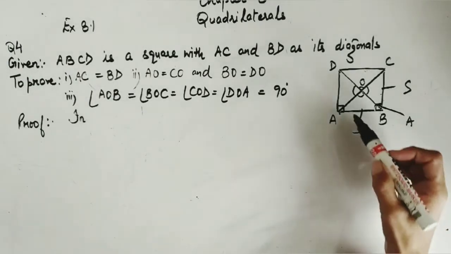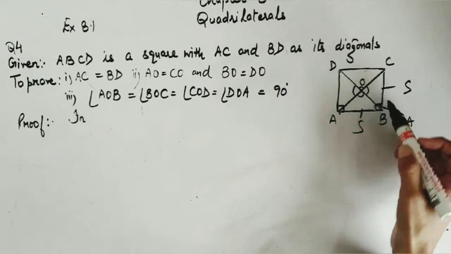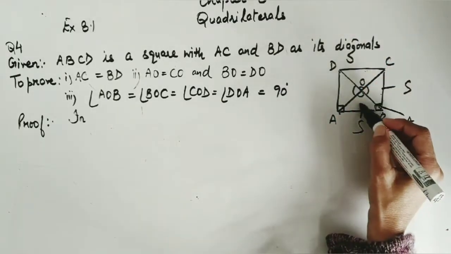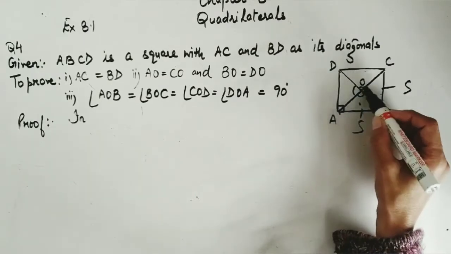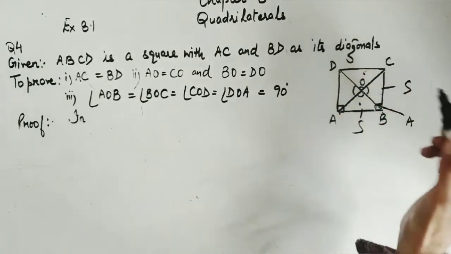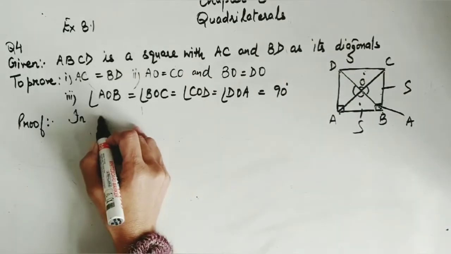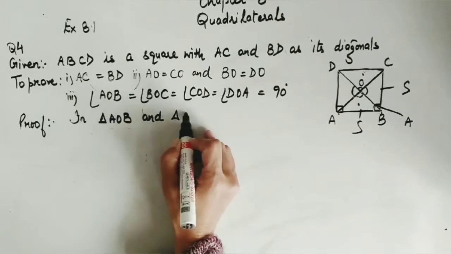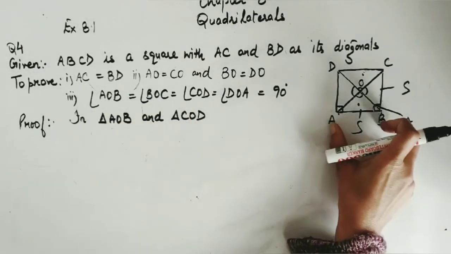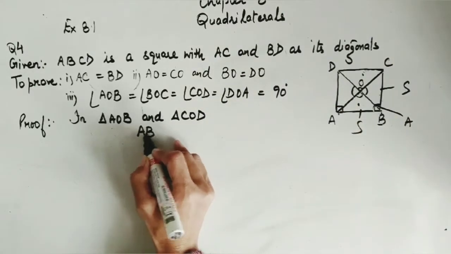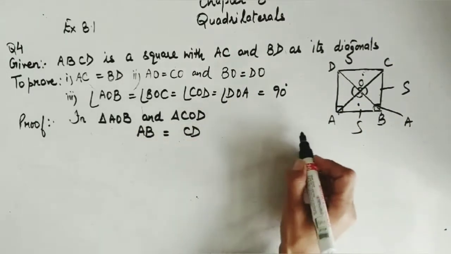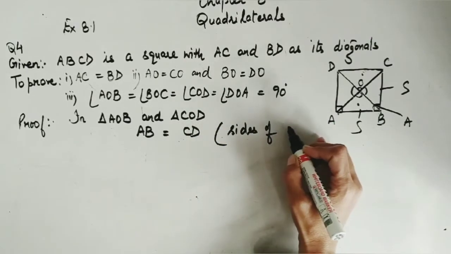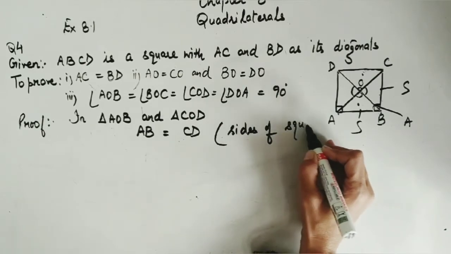For the second part, we need to prove AO and CO are equal, BO and DO are equal. Now these are contained in these smaller triangles. If I take triangle AOB and take triangle COD, let's see how we prove it. In triangle AOB and triangle COD, one is AB is equal to CD. We know they are sides of a square. Undoubtedly, sides of a square must be equal.